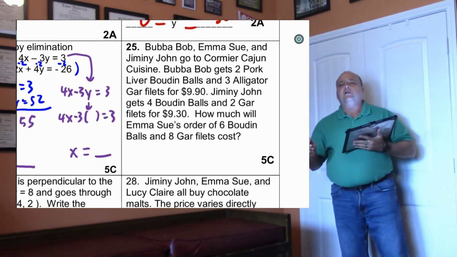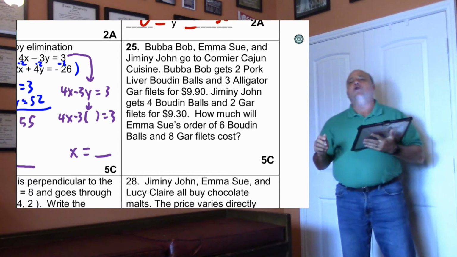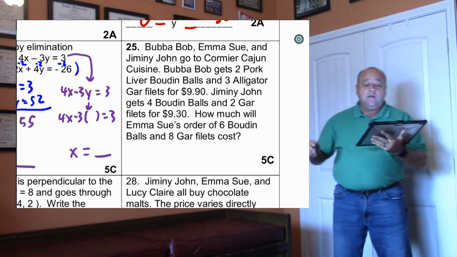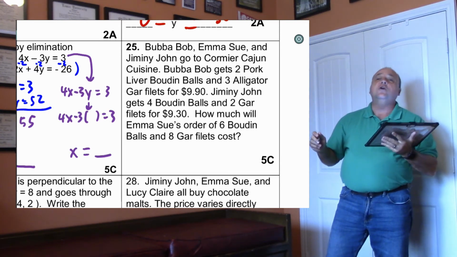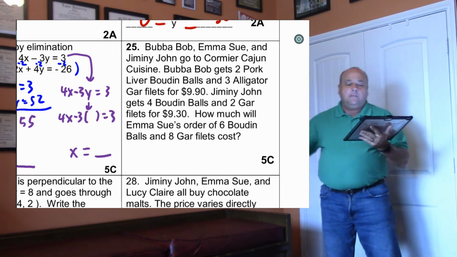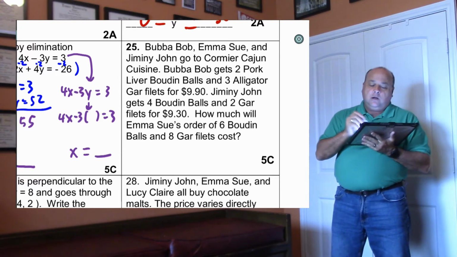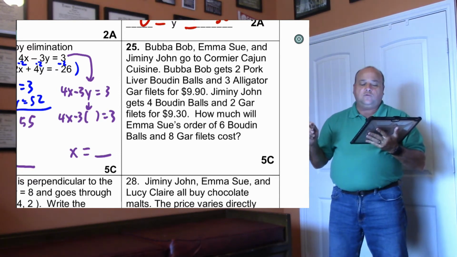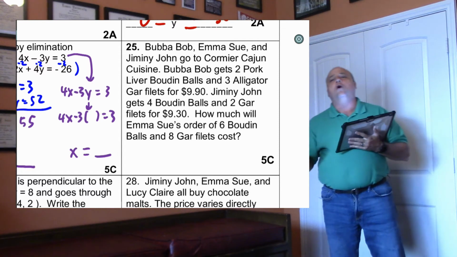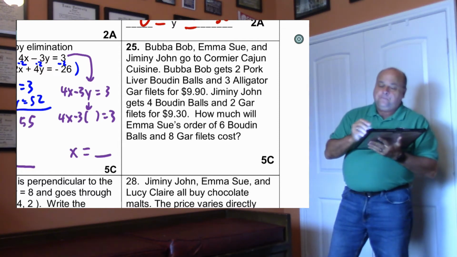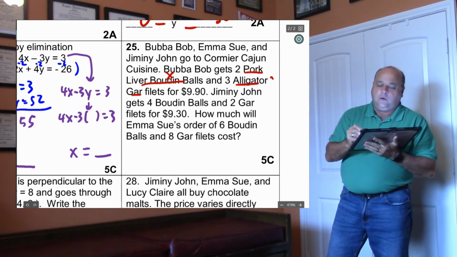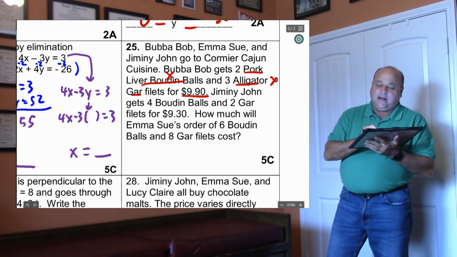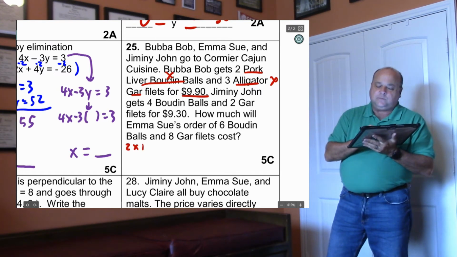Ooh, I gotta love these problems. Bubba Bob and the gang go out to eat. Oh, where are they gonna go today? Bubba Bob, Emma Sue, and Jiminy John go to Cormier Cajun Cuisine. Bubba Bob gets 2 pork liver boudin balls and 3 alligator fillets. Good stuff. Okay, so this right here will be your x, and this will be your y, won't it? Okay, so for $9.90, we know that 2x plus 3y equals 9.9.